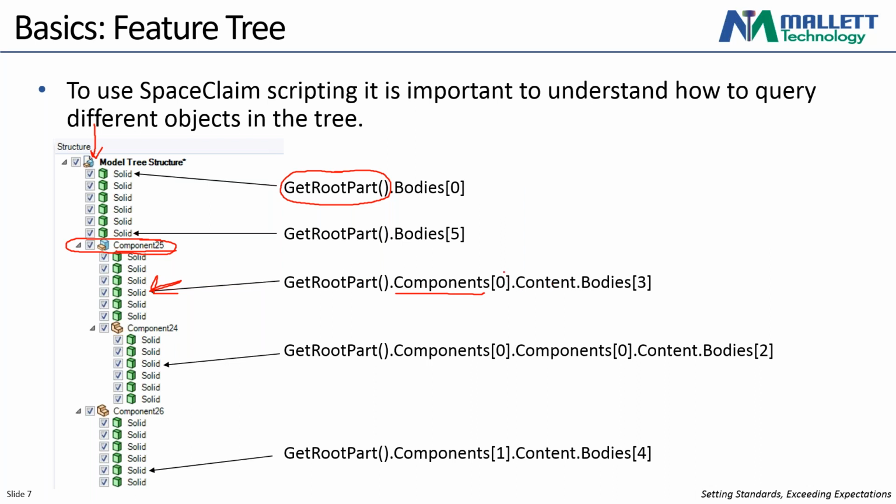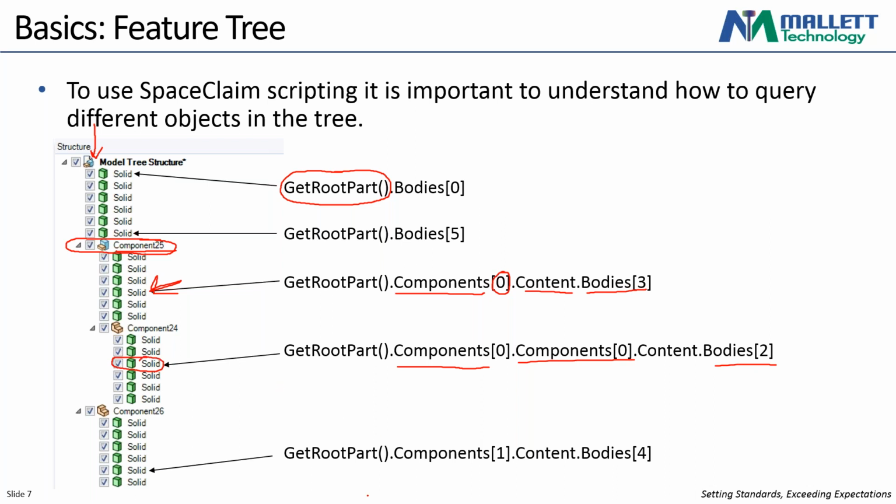And then it's going to be the index for the component. Once again, the index for components starts from 0. Dot content, and then the body you want to query. It's going to be something very similar if I have a subassembly, where instead of one component, now I have dot component again, because essentially I'm stepping down through the feature tree. Dot content, dot bodies 2, and it's 2 because it's the third body, and the index starts from 0.